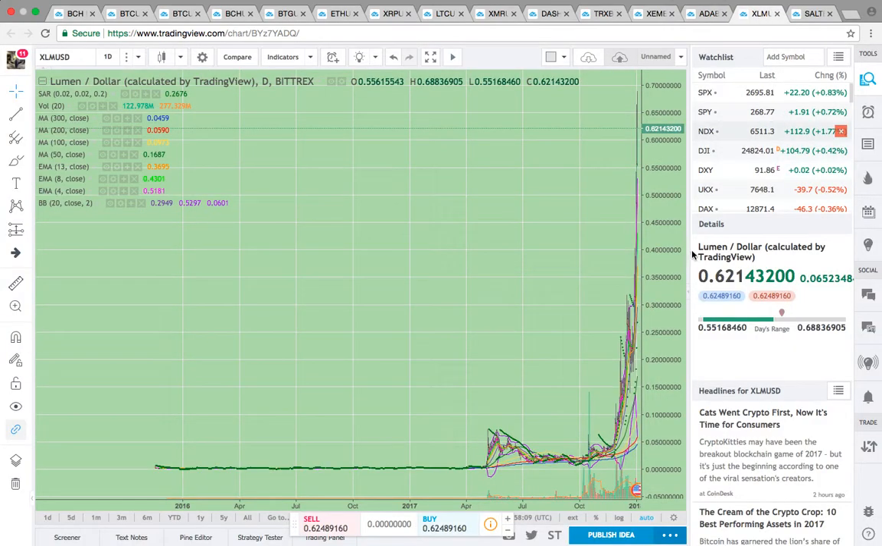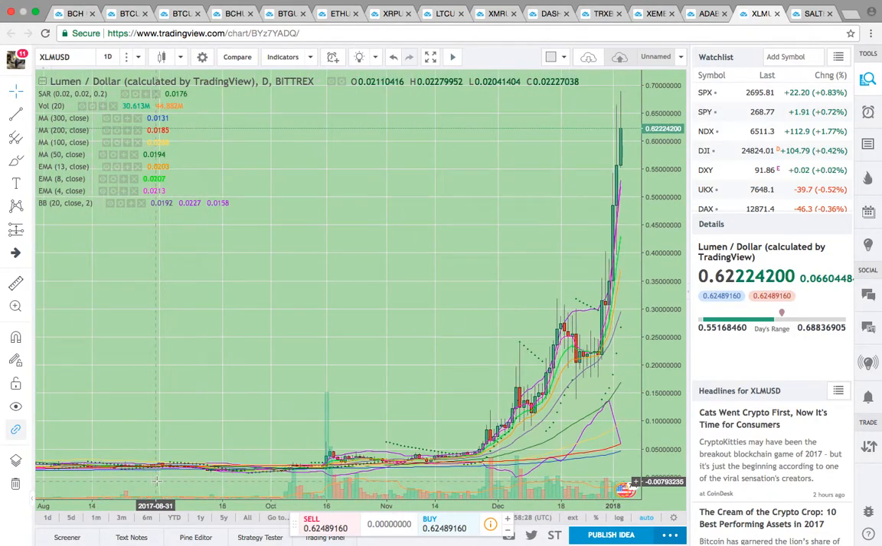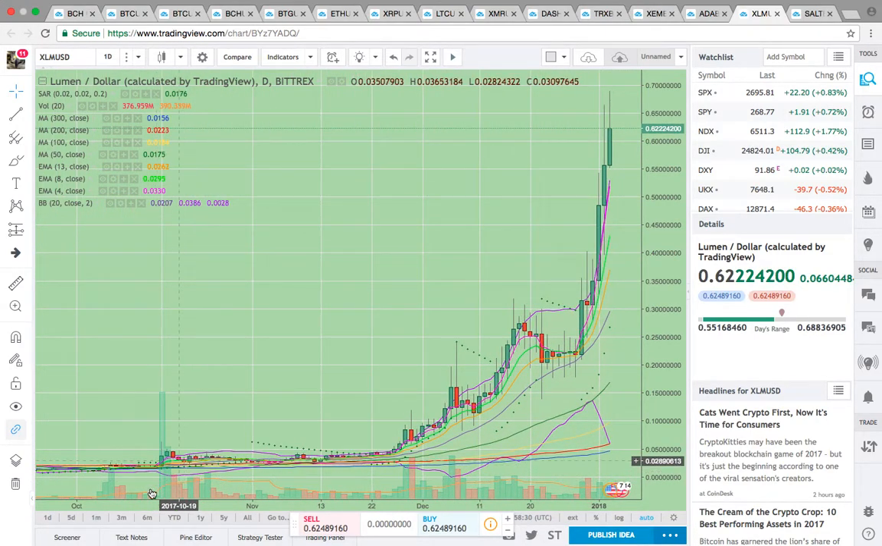Okay, let's look at XLM. Okay, so yeah, this one is parabolic. I wanted to show you this chart so you could see where it started trading back here in 2015 in November. It looks like November 19th, 2015 it started, and then as you can see, it's really been heating up with the big volume coming in this year. In October, it picked up. And then it's just been increasing.